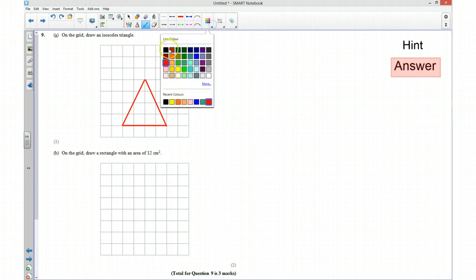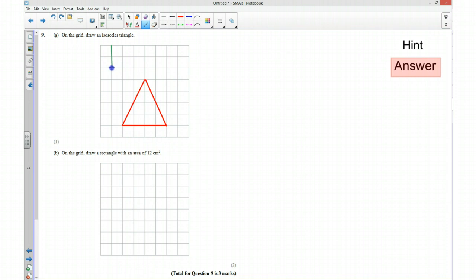You might have drawn one a little bit differently. This could be an isosceles triangle. Okay, as long as you've got 2 of the sides the same as each other, then that would be fine. Okay, so that length and that length is the same, so it's an isosceles triangle.